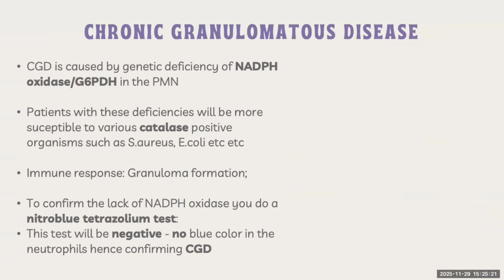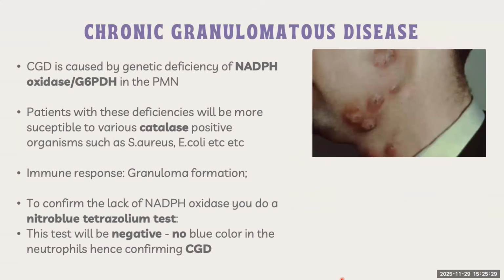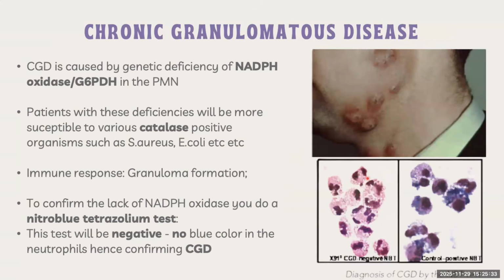Let's talk more about the disease. So we have chronic granulomatous disease, CGD. It is basically a disease that is caused by the genetic deficiency of NADPH oxidase or G6PDH, okay? Either way, the problem will be the same, regardless of which of the enzymes are missing. The white blood cells cannot produce superoxide. We already said that superoxide is needed for bacterial killing during the respiratory burst.